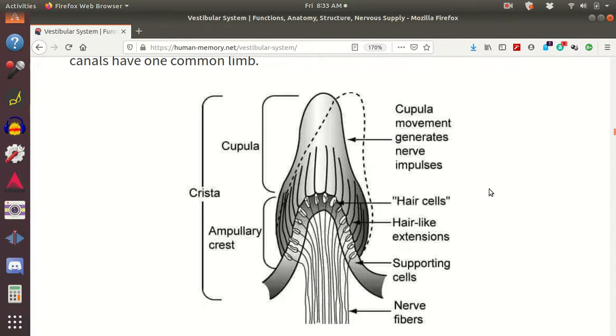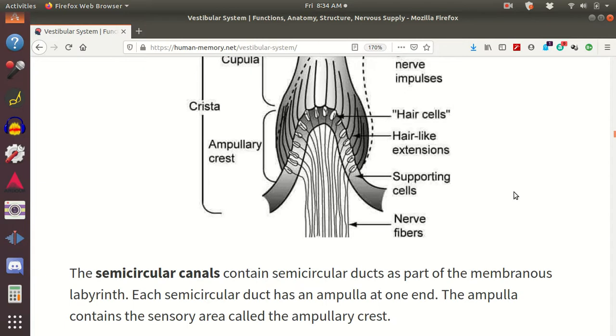So right here you see we also have the cupula. The cupula movement generates nerve impulses. These travel via hair cells, hair-like extensions, supporting cells, and nerve fiber.